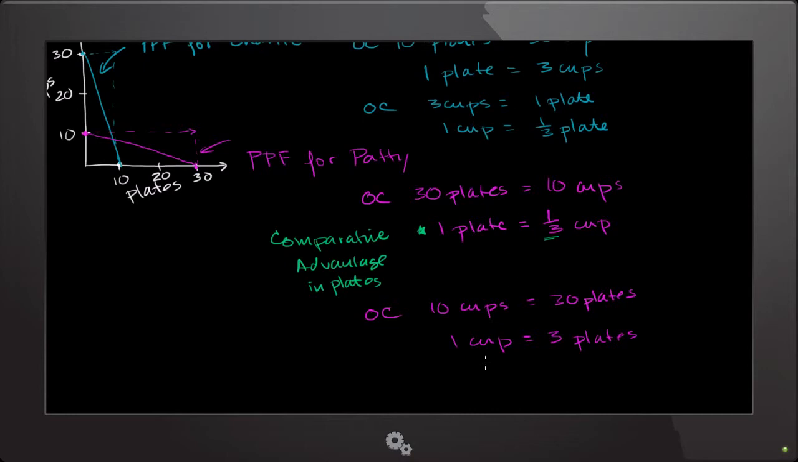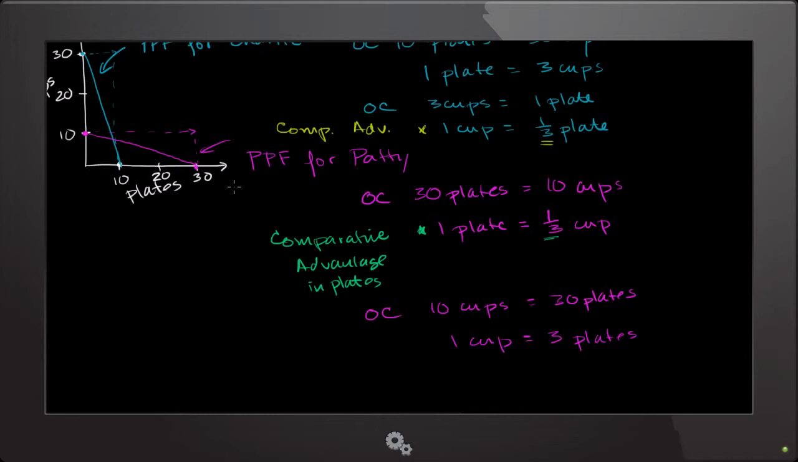But anyway, who has the lower opportunity cost for producing cups? Well, let's see. Charlie's opportunity cost for producing an extra cup is 1/3 of a plate, and Patty's is 3 plates. So Charlie has the lower opportunity cost for producing a cup. So it's only 1/3 plate relative to 3 plates. So this is where Charlie has the comparative advantage.